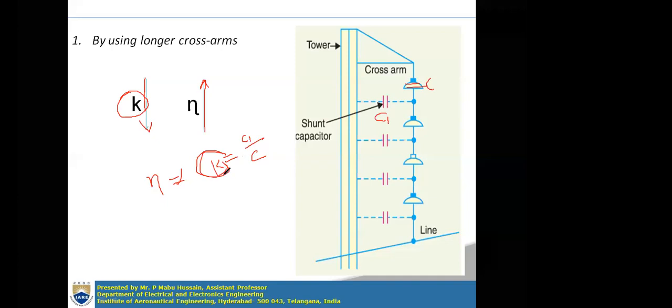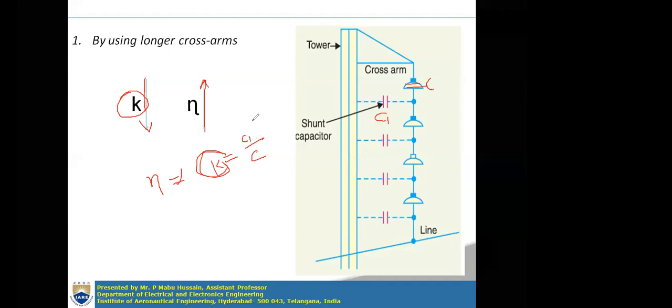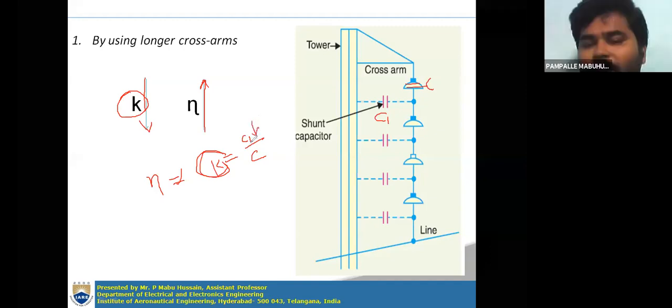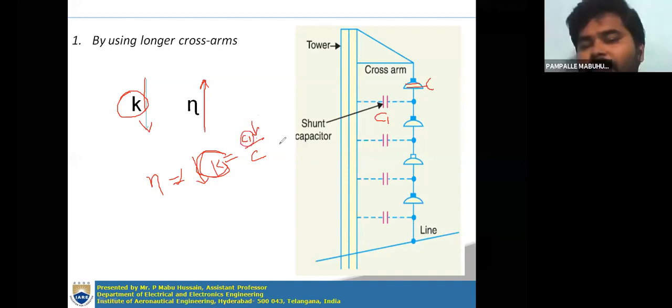This K value is equal to shunt capacitance by self capacitance. So if you decrease this capacitance C1, you can decrease this K value, so that string efficiency will increase. How can you decrease this shunt capacitance C1? This shunt capacitance C1 can be decreased by using longer cross arms.